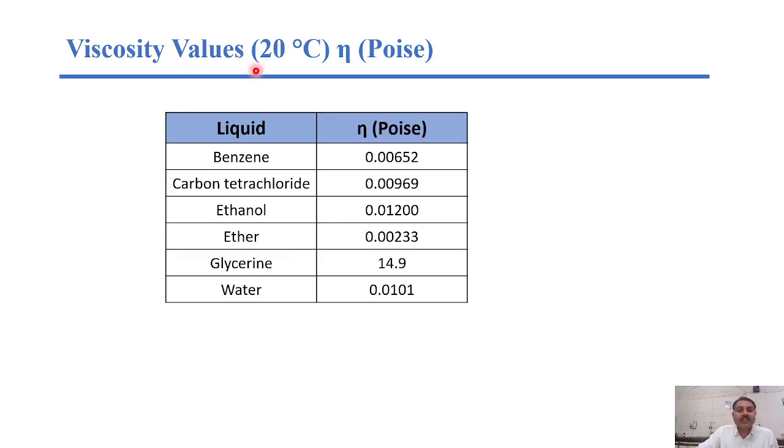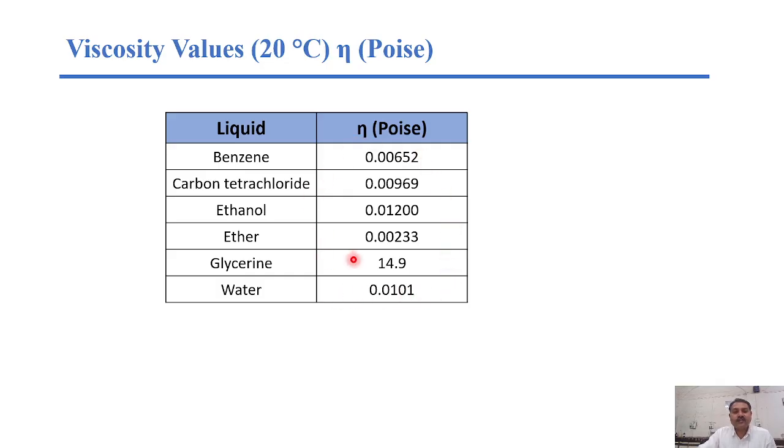Then some viscosity values are given at 20 degrees centigrade, expressed in poise. For benzene it is 0.00652 poise. For carbon tetrachloride, CCl4, the value is 0.00969. For ethanol it is 0.012. For ether it is 0.0023, for glycerin it is 14.9, and for water it is 0.0101.